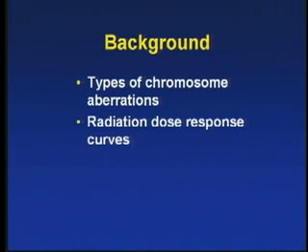A little bit about background, where we're going to reacquaint you with different types of chromosome aberrations so that during the next hour, when you see the actual samples, you will be able to identify what type of chromosome damage you are looking at. And also, we will go over the dose response curve again so that you know at what dose and what radiation condition will change the chromosome aberrations.